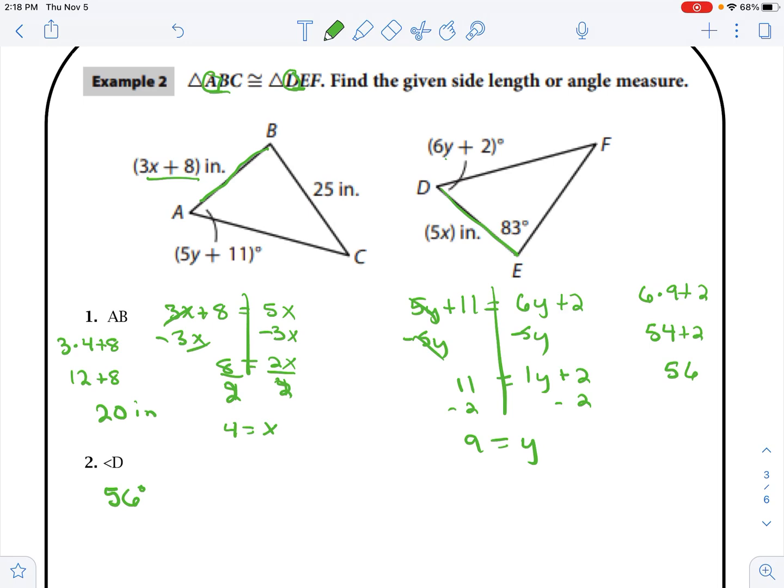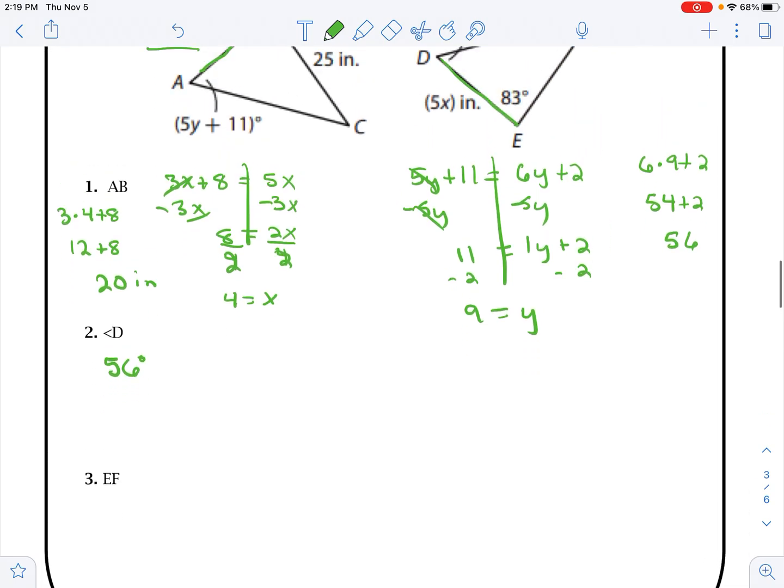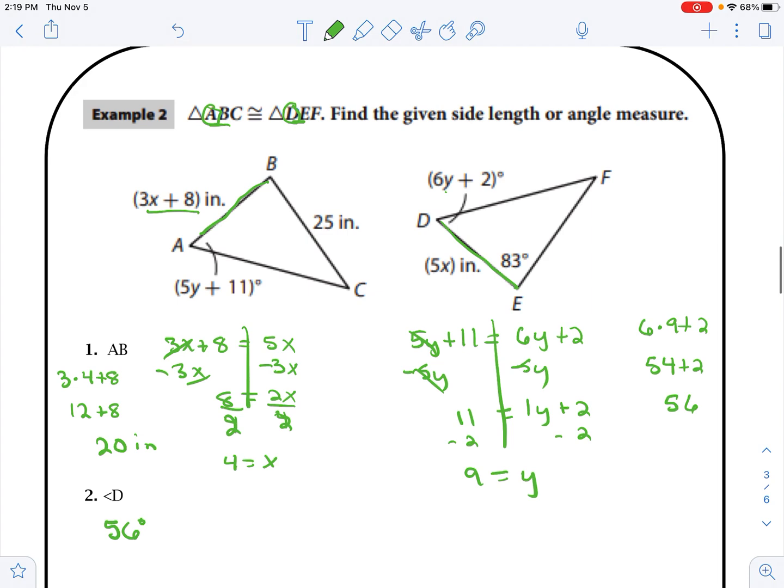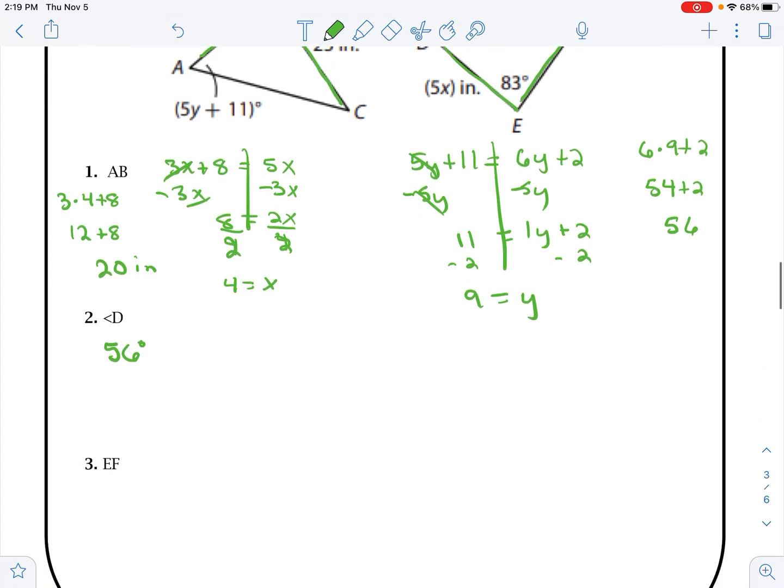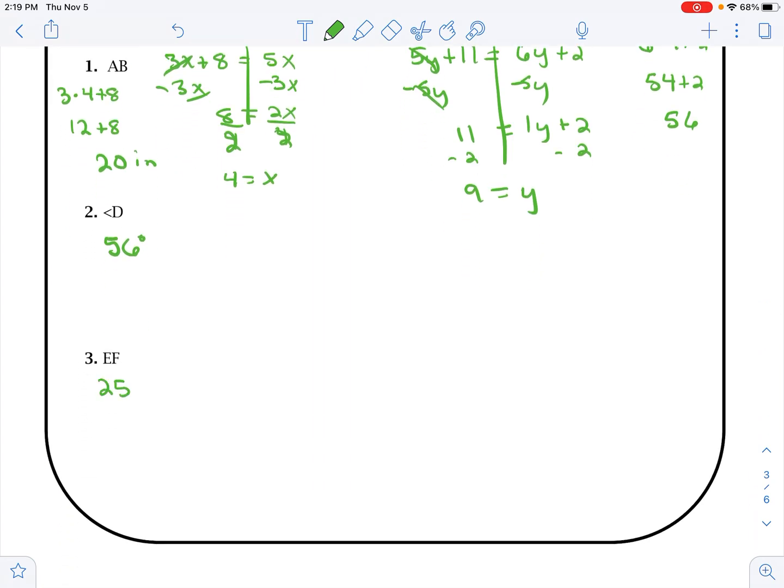So pay attention. If they ask you just to solve for x or y, then you'd be done. EF is right here. It corresponds to BC right there, and so it would be 25 inches.